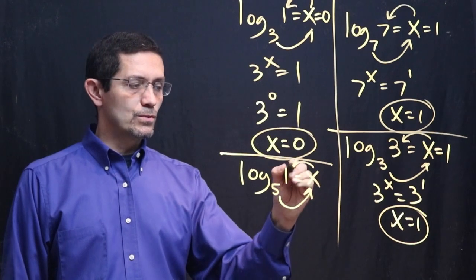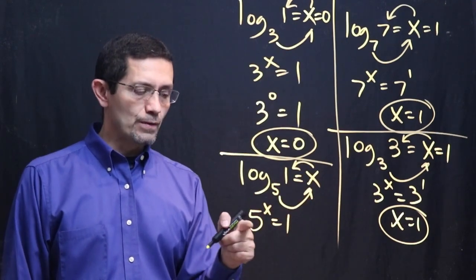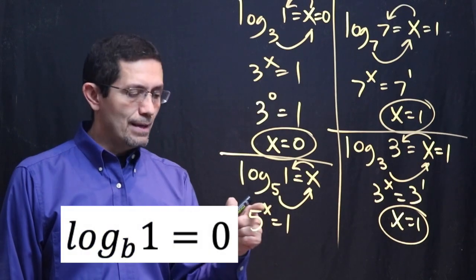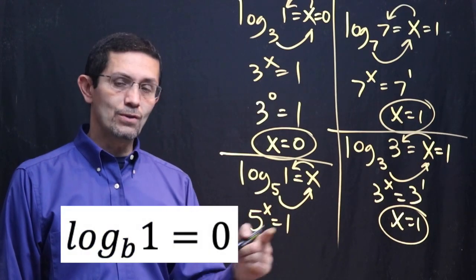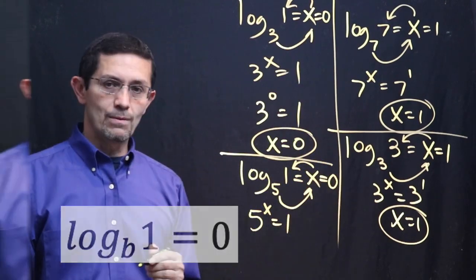5 to the x equals 1. What do I need to raise the 5 to in order to get the answer? Yes, it has to be 0. 5 to the 0 equals 1. So my answer here is 0.